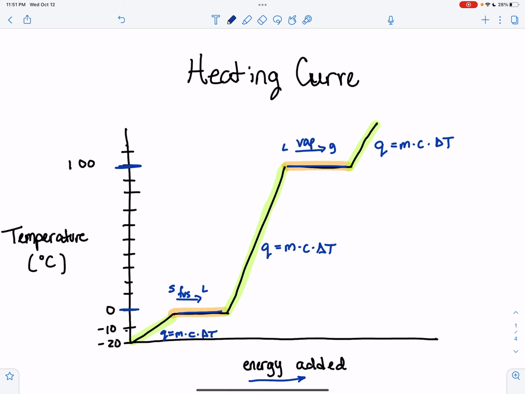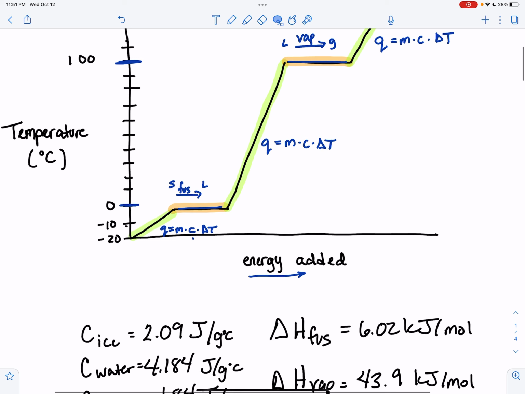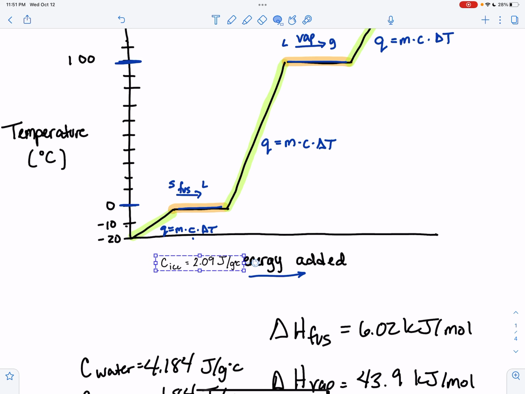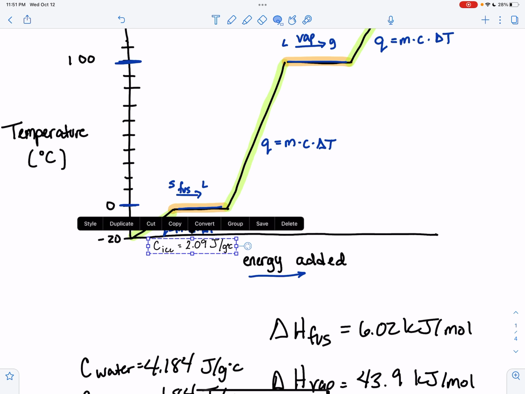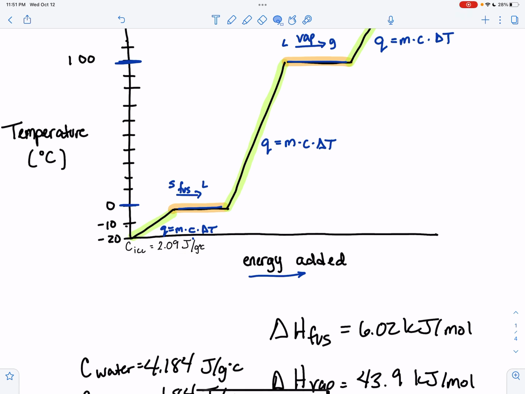So it's all the same formula. The C value that's going to be used is going to be different. The C value that's used in the first section is this 2.09, and that's for water. Now, if you're dealing with something else, it would have to tell you that, and you would have to have your own C value. But for this specific purpose, that is the C value for water.